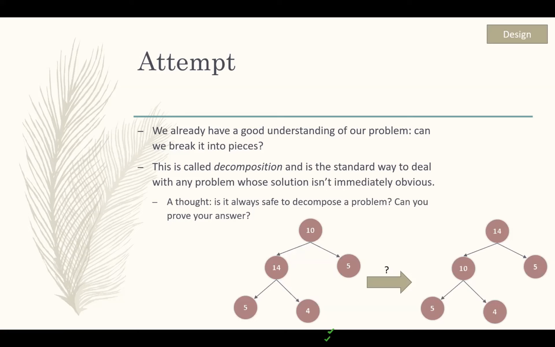So now we need to get into design. Let's see what we can do. We have a reasonable idea of our problem: we want to update the priority queue. We want to solve the thing at the bottom where I have the 14 out of order, and then the corrected version on the right. So I know that's what I want to do. Can I break it into pieces? That's my first question.